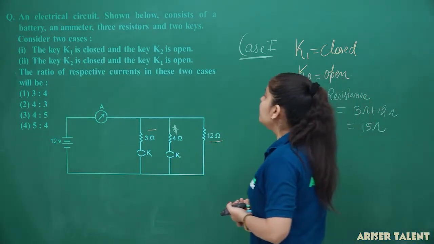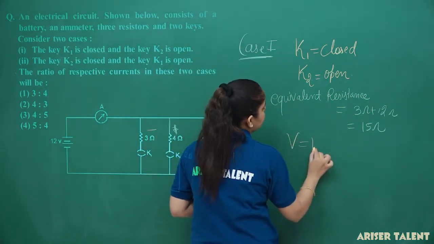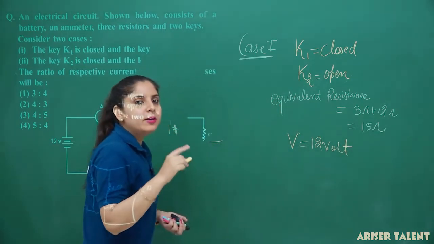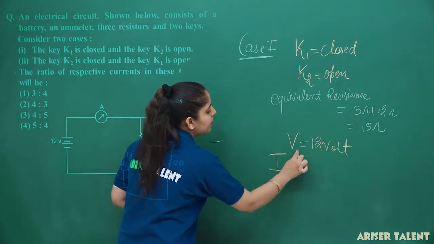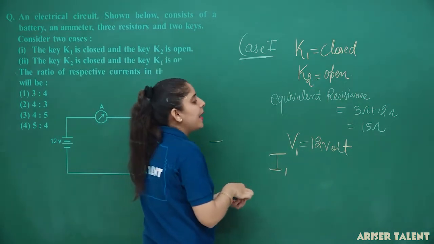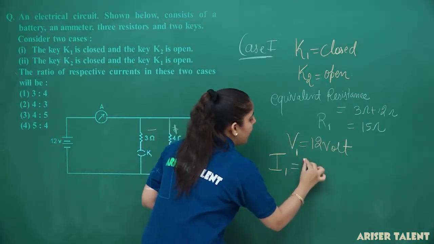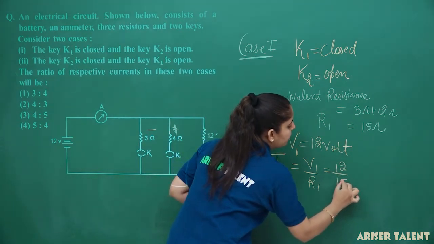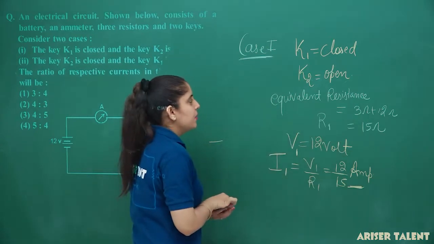Now, what is the value of voltage in this case? The voltage of a battery is 12 volt. And what you have to determine? You have to determine the current in the case 1. So I am calling it as I1, V1, and this will be calculated as R1. So it came out to be I equal to V1 upon R1. So it will be equal to 12 upon 15 ampere. So this will be our current in the case number 1.